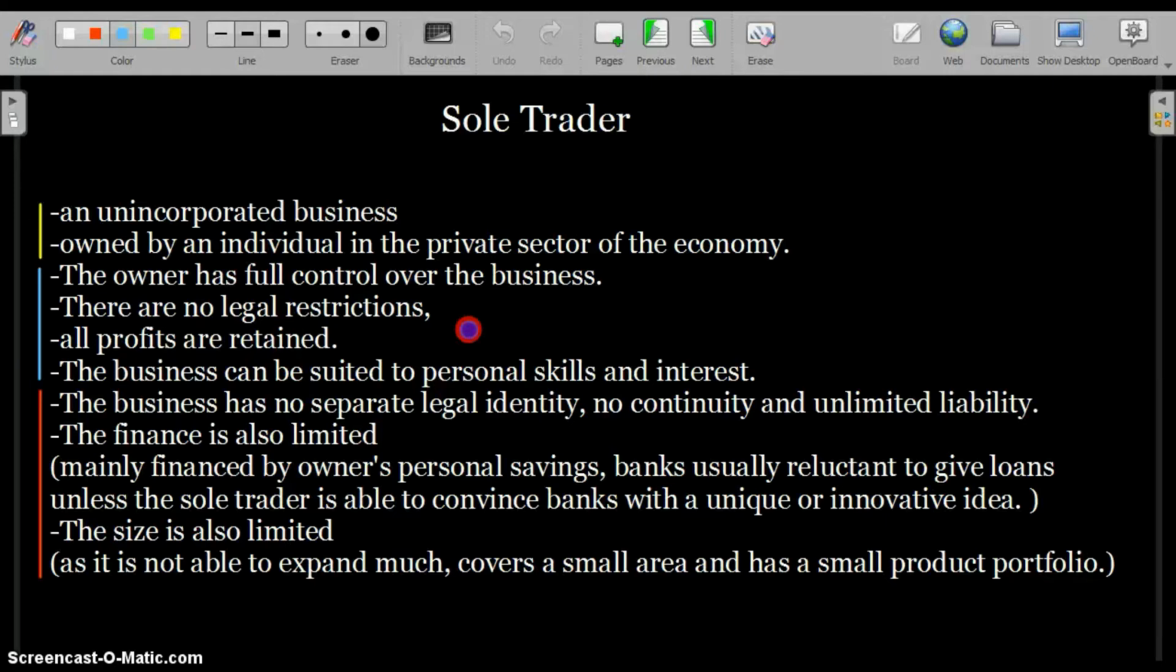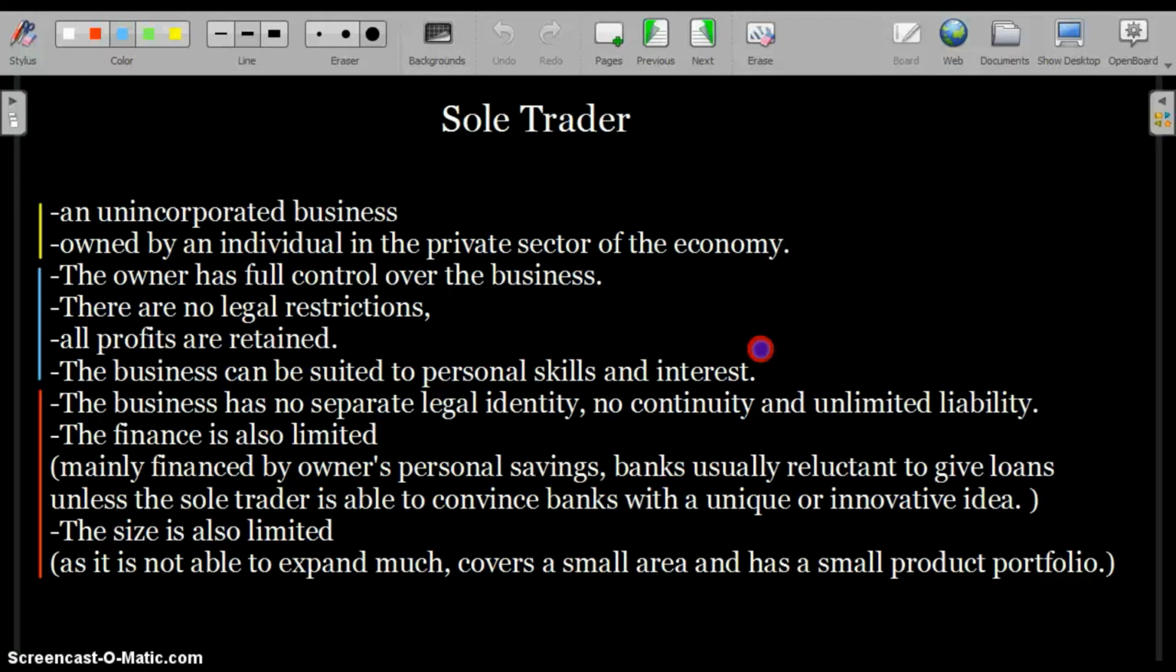It's very convenient to set up. All profits are retained. Since you are the only owner, this point is also very clear. The business can be suited to personal skills and interests. That's the most unique advantage of a sole trader, that whatever you are good at, you can just directly start that. There's no need for any partners, and you retain all the profit you make. There are no legal restrictions, and you have full control over the business.